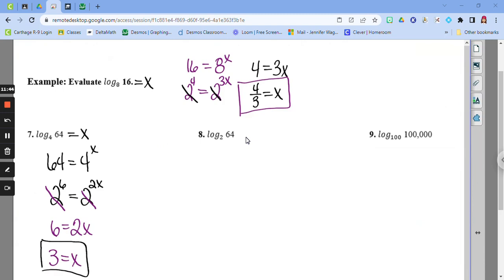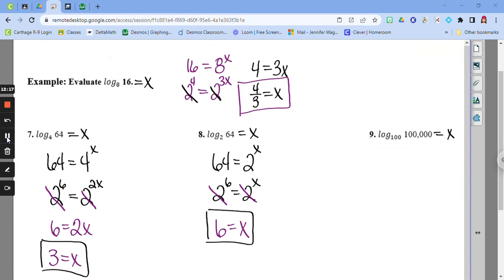See what you can do with 8 and 9. All right. 64 equals 2 to the x. We know 64 is 2 to the 6th. Drop the bases. 6 equals x.